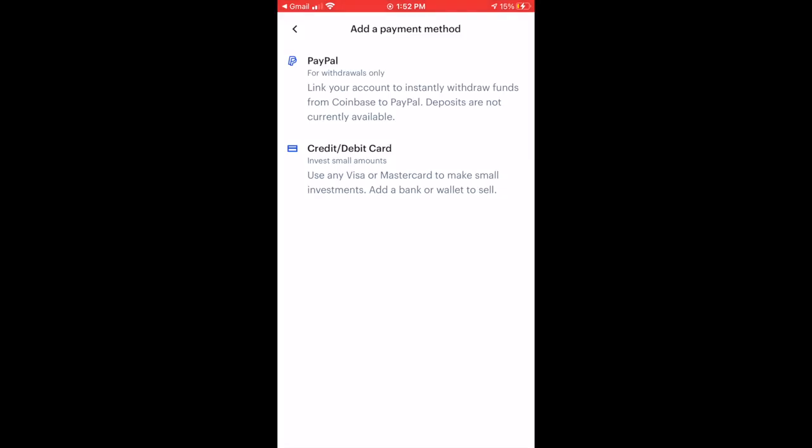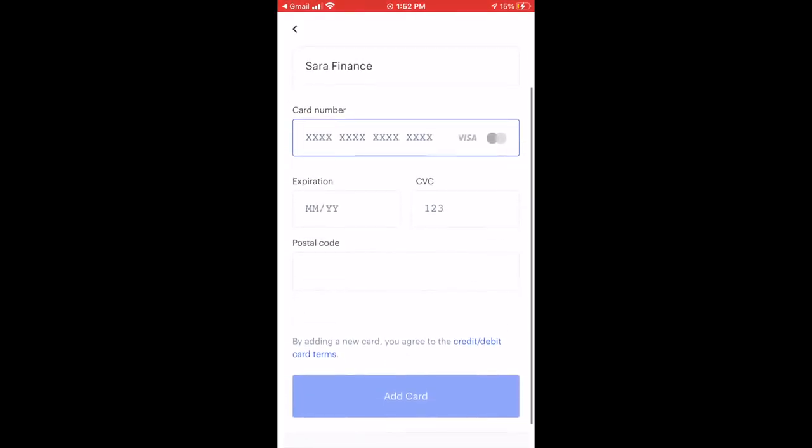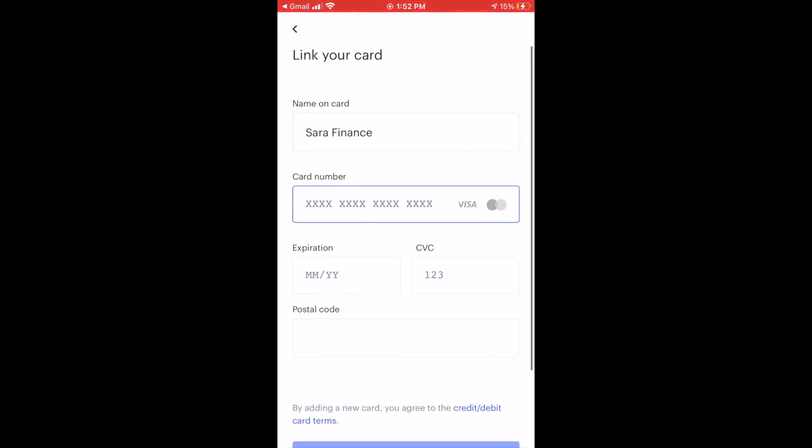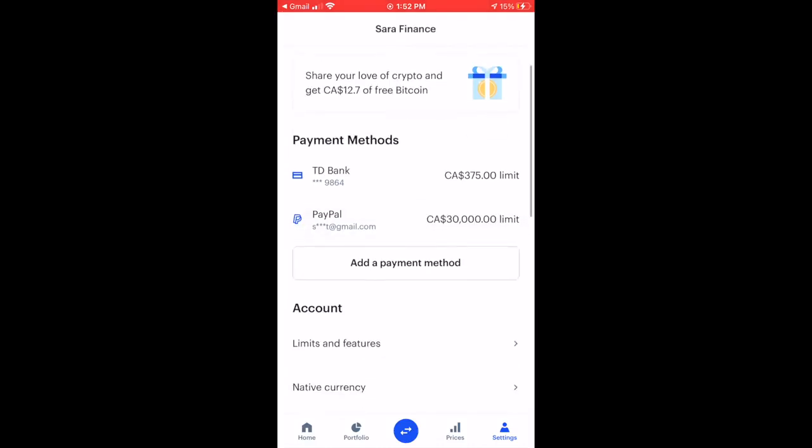So just make sure you go ahead and select that and then add your bank account or whatever it is that you're going to pay with. If I want, right now I can go ahead and add my card number, and then whenever I buy a coin on Coinbase, I basically just use my bank account to buy it. Once you have your payment method connected here, you're all good to go.